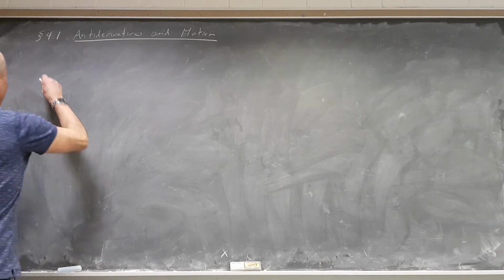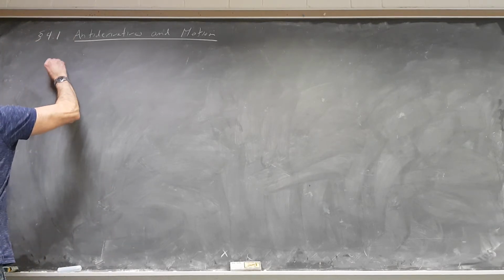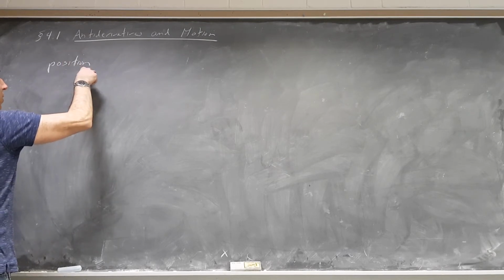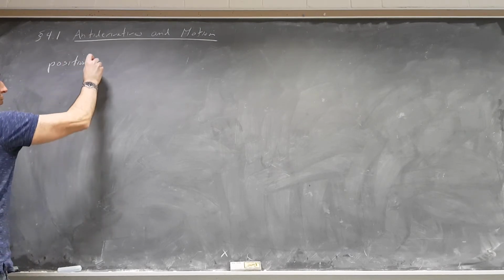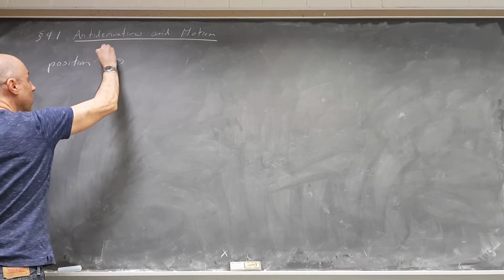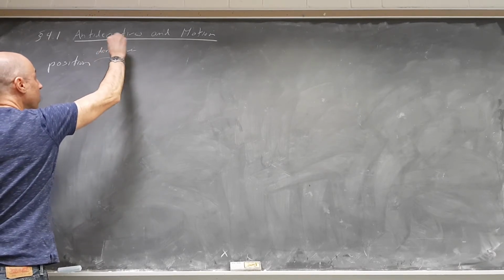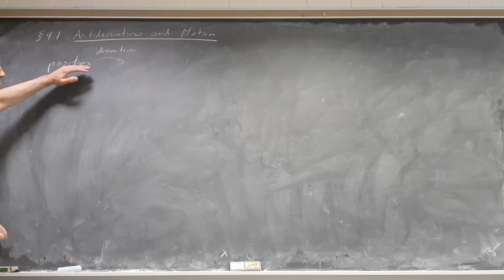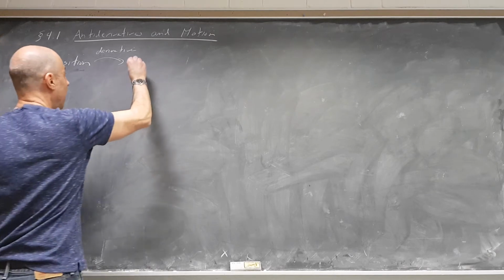So you'll recall that if we have a function which means position as a function of time, so t is our independent variable here, and we take the derivative with respect to time, the rate of change of position, remember derivative gives us rate of change, is called velocity.